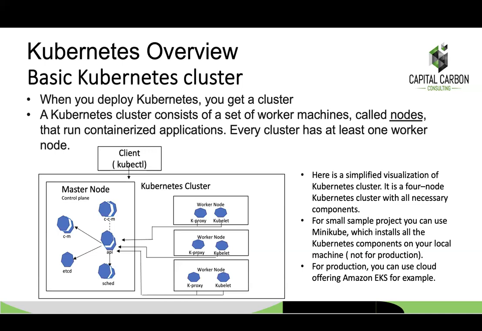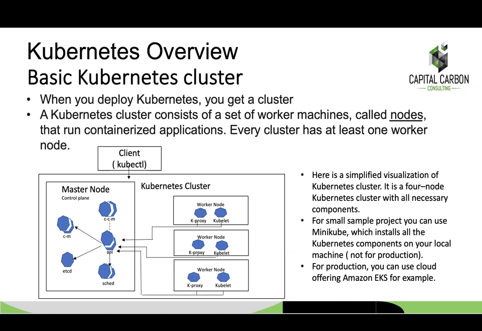When we talk about the basic Kubernetes cluster, when you deploy Kubernetes, you will get a cluster. A Kubernetes cluster consists of a set of worker machines called nodes that run containerized applications. Every cluster has at least one worker node.